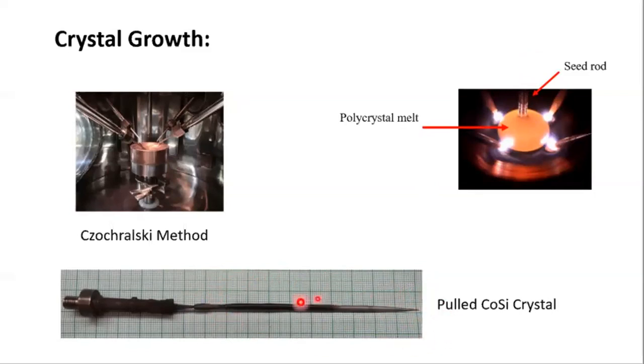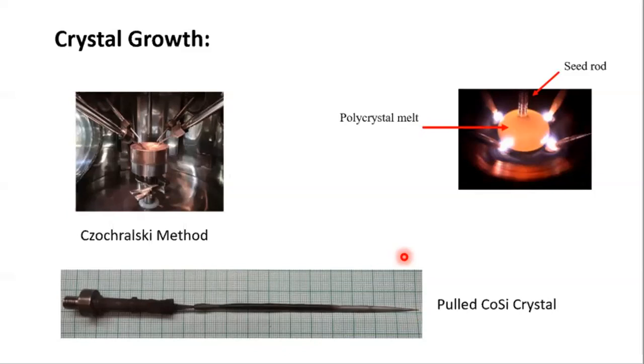By pulling it, we got something like a 7 to 8 centimeter crystal, and in that case it is important to keep the system undisturbed. So slow pulling is important. You can see this is the grown cobalt silicon crystal, and it has been verified by Laue and other experiments. I will not go very deep, but this is what the picture is.